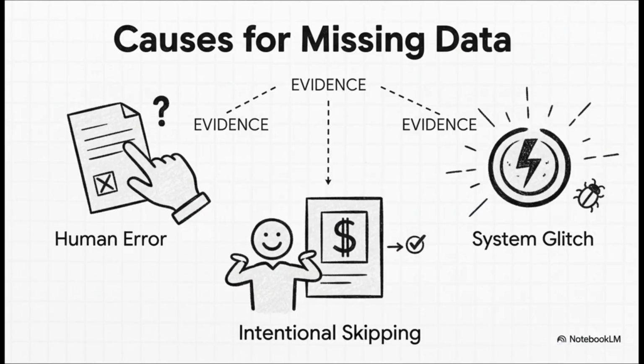And here are the usual causes. A lot of the time, it's just simple human error. Someone forgets to fill out a field on a form. Or it could be a system glitch, like a sensor that just stops recording the temperature. Or, and this one's interesting, it could be totally intentional, like when a user decides to skip a sensitive question about their income. Each of these gives us a clue about how to handle that missing piece.